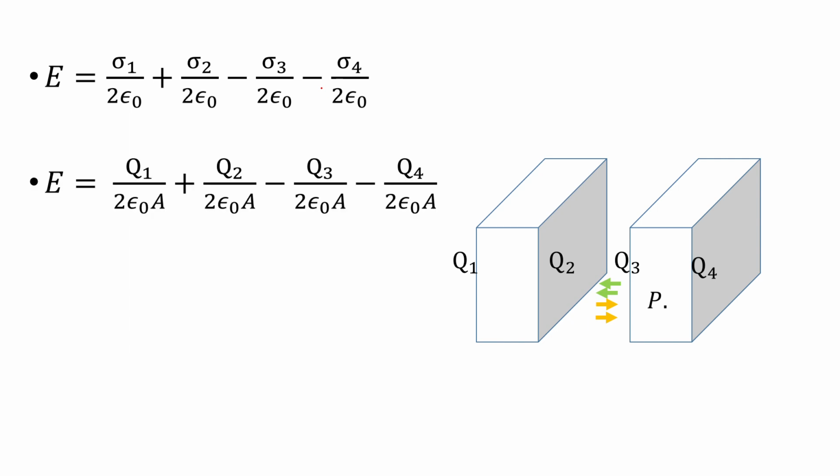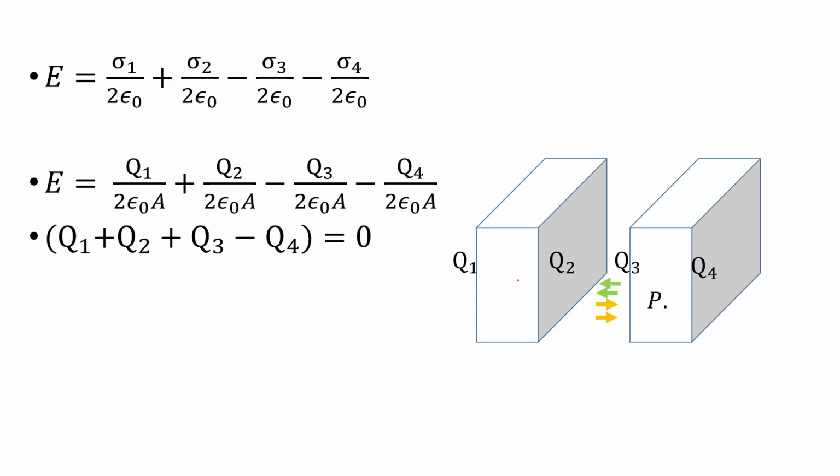When we put the value sigma 1 as q1 by a and sigma 2 as q2 by a, likewise, we obtain electric field as q1 by 2 epsilon naught a plus q2 by 2 epsilon naught a minus q3 by 2 epsilon naught a minus q4 by 2 epsilon naught a. Now we have just calculated that q1 plus q2 plus q3 minus q4 equals 0. This relation was obtained when we calculated electric field at point P, and that has to be 0.